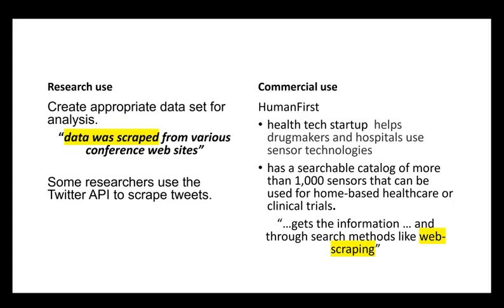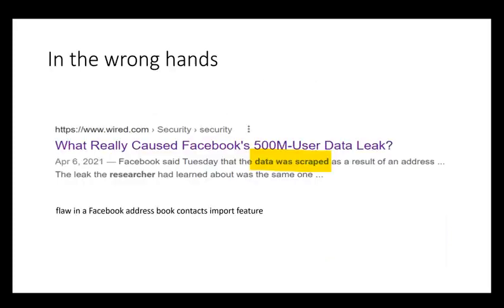On the right is an example of a commercial use that was in the Wall Street Journal last June. This clearly states web scraping is one of the company's research methods and used it to create a searchable database of medical sensor gadgets.